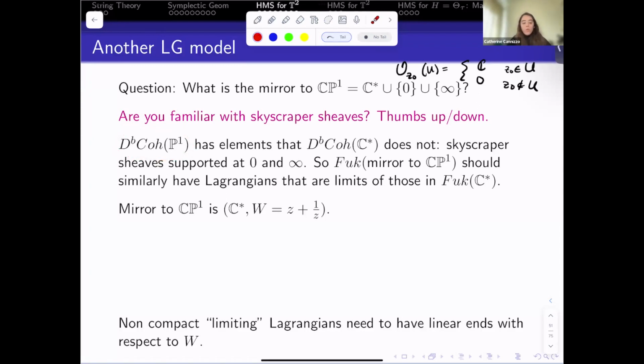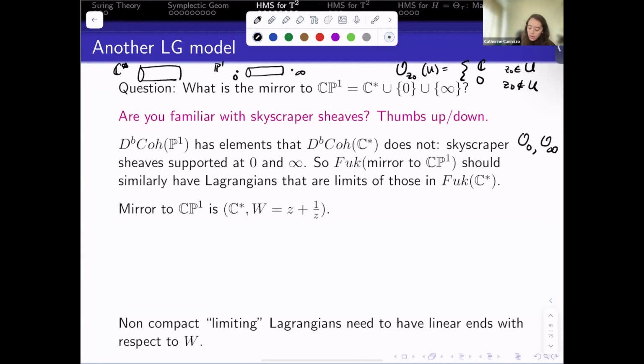What is the difference now when we look at dB of C star, and now we want to look at dB of P1? One difference is that we now have O of 0 and O of infinity. We have skyscraper sheaves supported at 0 and infinity in P1 that we didn't have before. So if we think about C star as a cylinder, then P1 is what happens when we add in 0 and infinity. So we get a sphere.